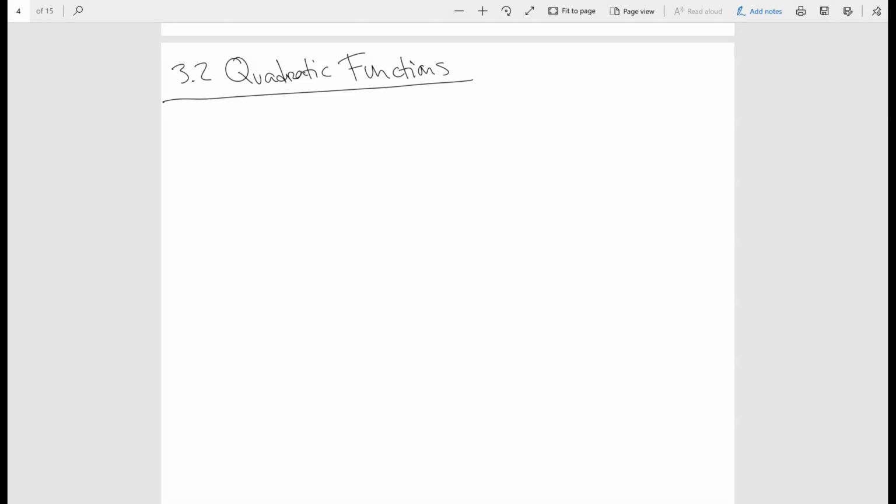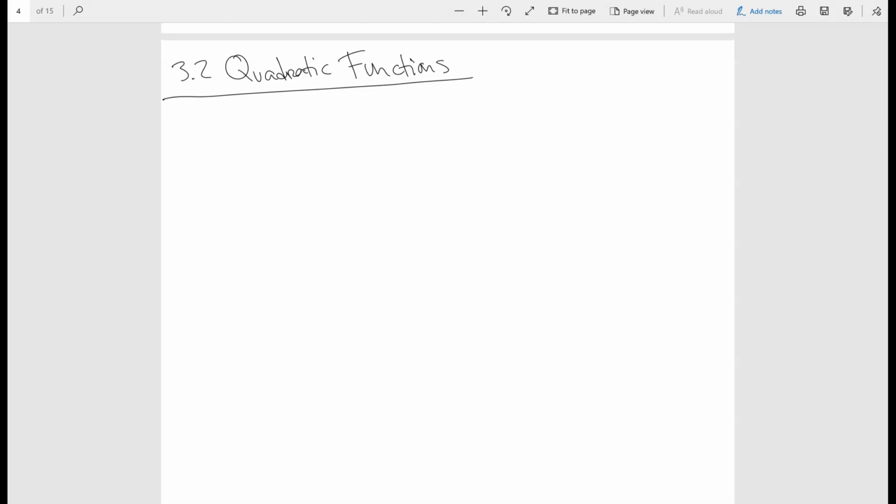This is section 3.2, quadratic functions. So we've been talking about different types of functions in the previous chapter. We talked about linear functions, and in chapter 1, we talked about functions in general. So now we're going to get into just different types of functions. So we did linear functions, and now we're going to do quadratic functions, and then we're going to do polynomial functions. So let's start off with a general polynomial function.